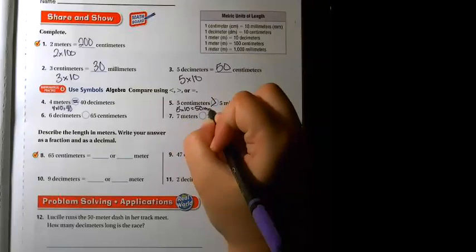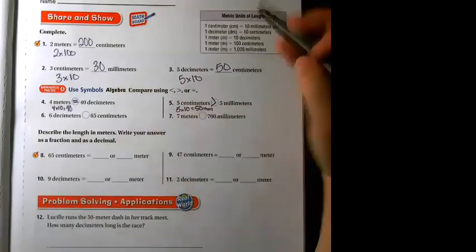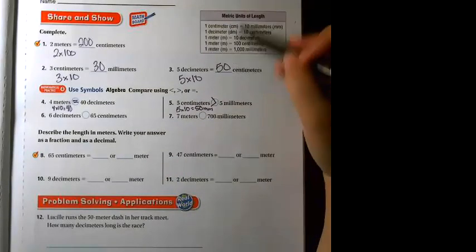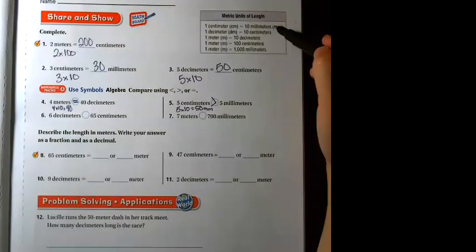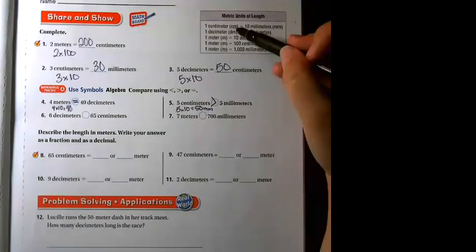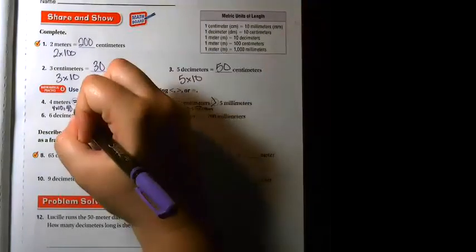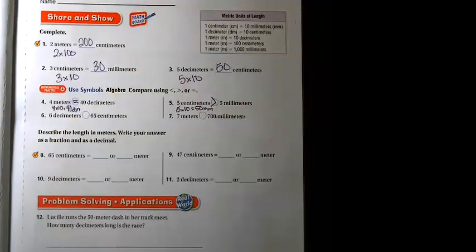50 millimeters. I'm going to use the abbreviation. So if you look up here, they have abbreviations for you. A centimeter is cm, decimeter is dm, millimeter is mm, and then a meter is just a plain m. This would have been decimeters, just so you know what we're changing it to.